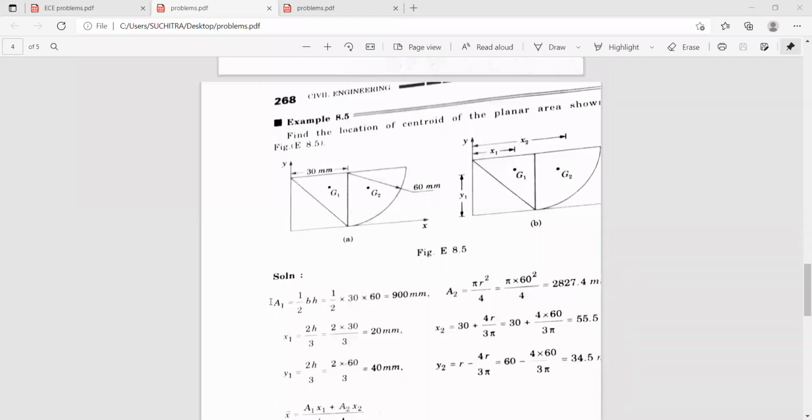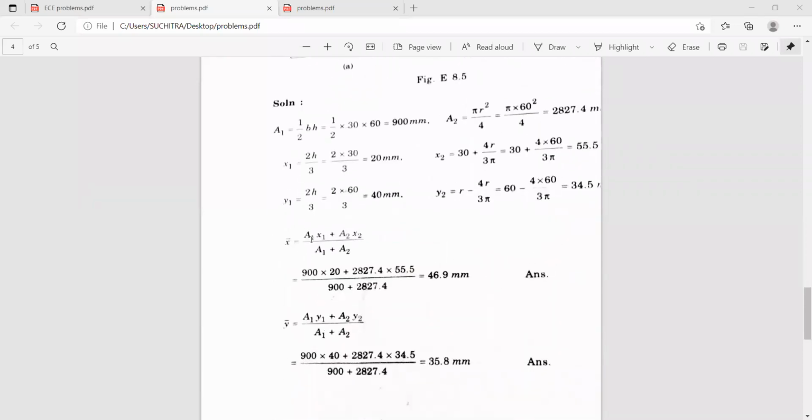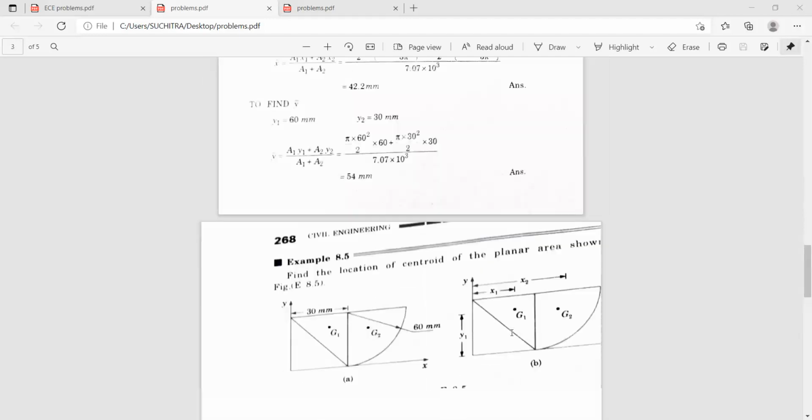So you have the values of A1, A2, x1, x2, y1, y2. Then you know the equation x bar is equal to A1 x1 plus A2 x2 divided by A1 plus A2. Hence the x bar value works out to be 46.9 millimeters. Similarly, you can calculate the value of y bar. It works out to be 35.8 millimeters.